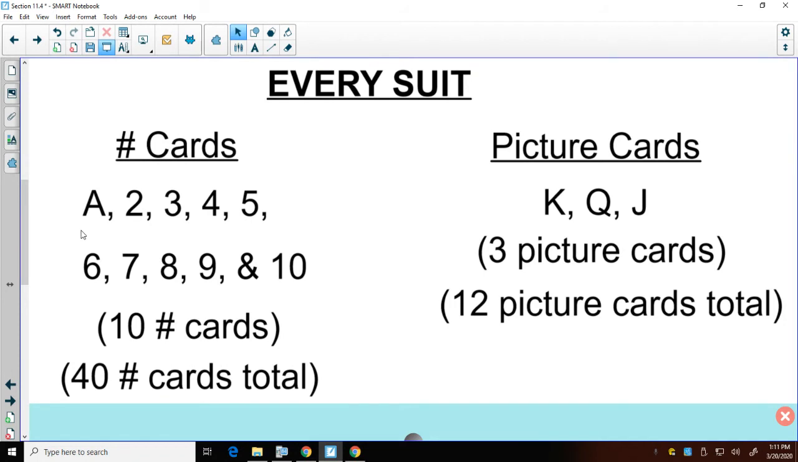In total, there are 40 number cards, 10 for each suit. So there are 10 number cards in the spade, 10 in the club, 10 in the diamonds, and 10 in the heart. And the same thing for the jack, the queen, and the king. There are 3 in the spades, 3 in the clubs, 3 in the hearts, 3 in the diamonds, for 12 picture cards total and 40 number cards total. Just some breakdown of some numbers there for you.